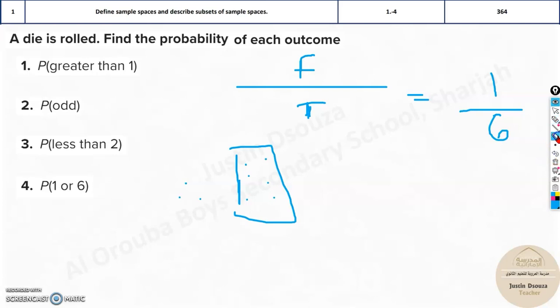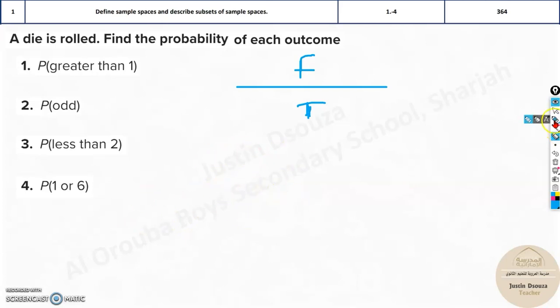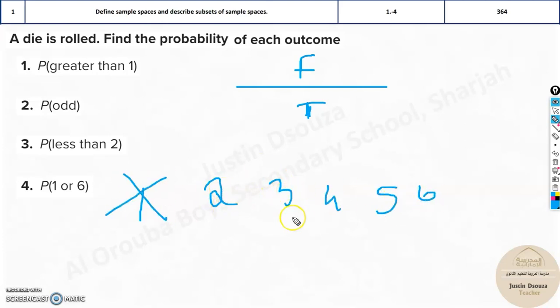Now let's see over here. What they have asked is greater than 1. What does that mean? There are 6 digits in the die. I need all the digits more than 1. So excluding 1, I need 2, 3, 4, 5, 6. Only 1 is excluded. So how many are there?